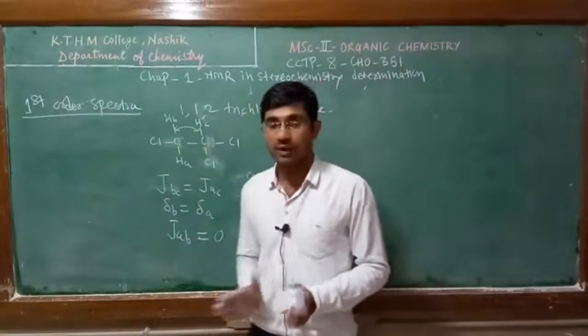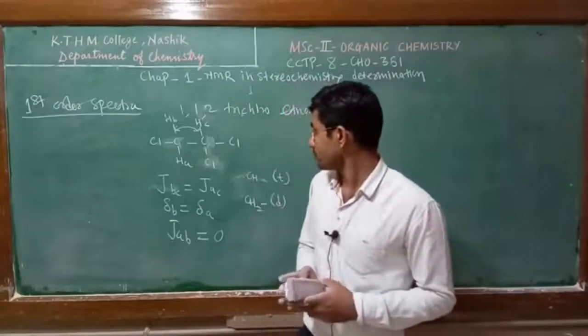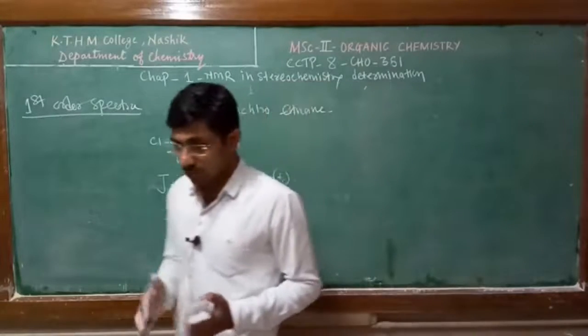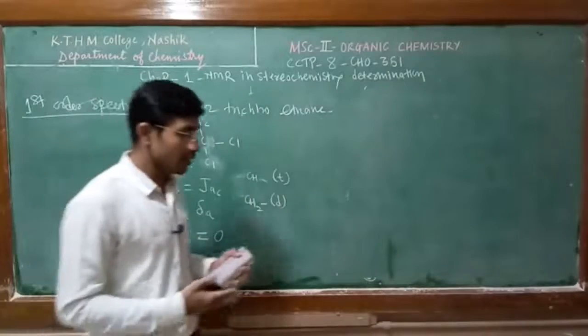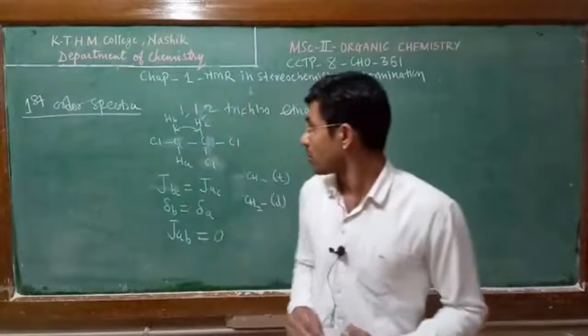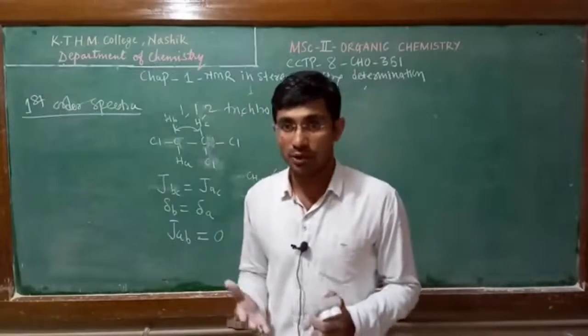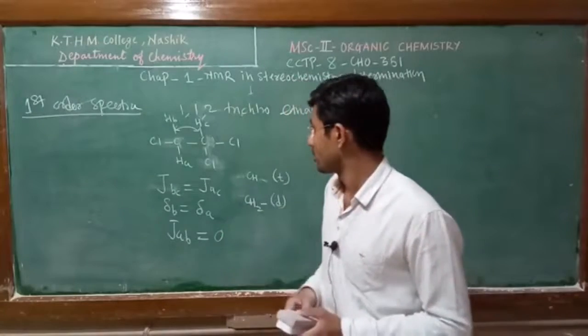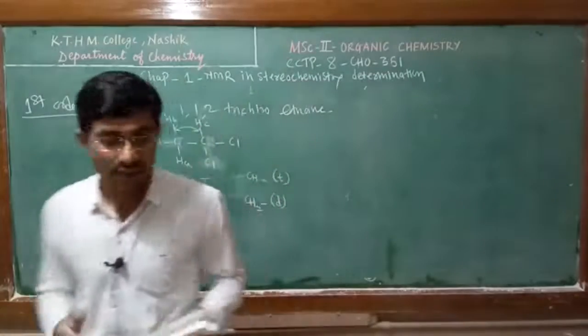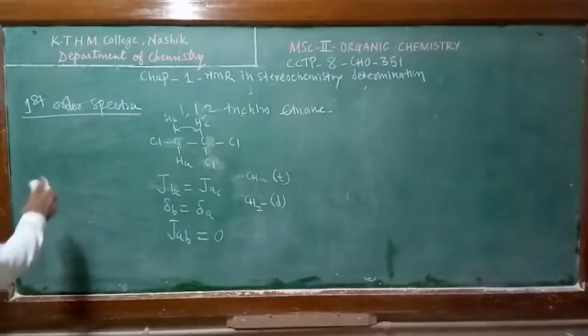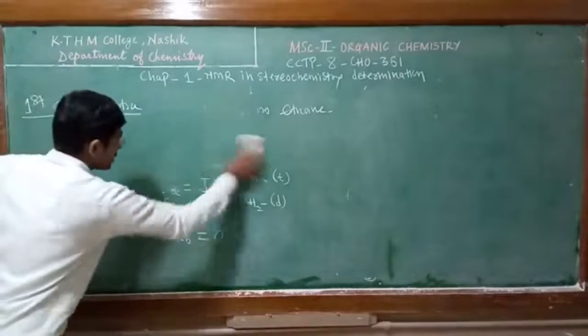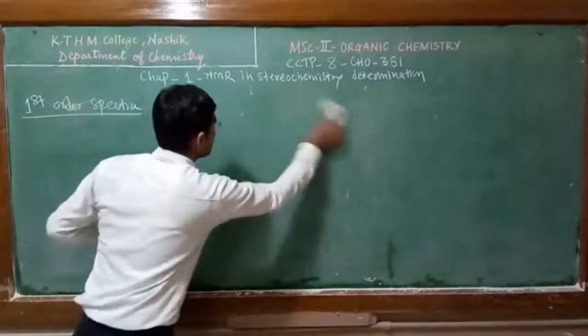We analyze the spectra with the help of the n+1 rule. The peaks we get here do not overlap. So overlapping of peaks does not occur here. So this is about the first order spectra with example. Next is the second order spectra with example.